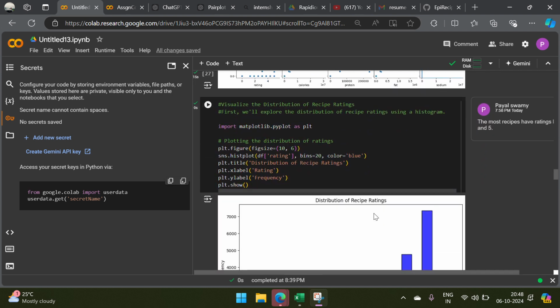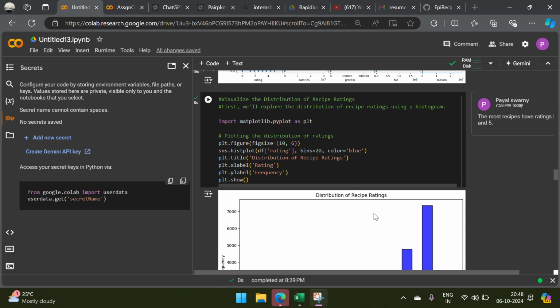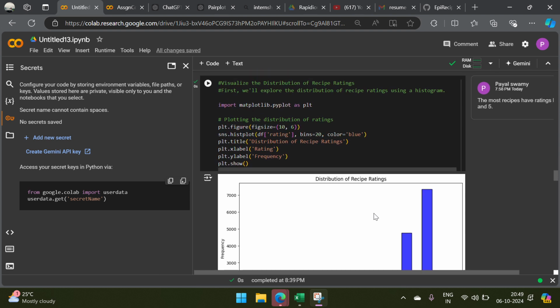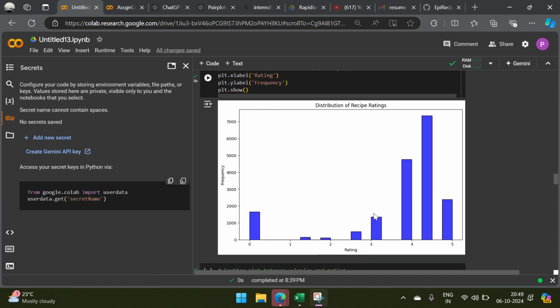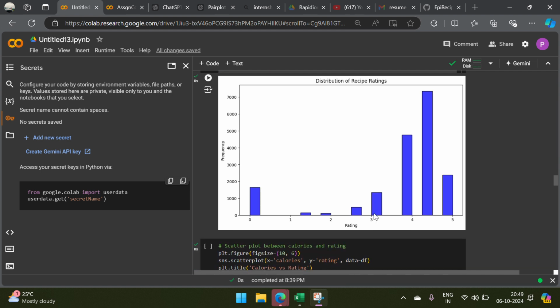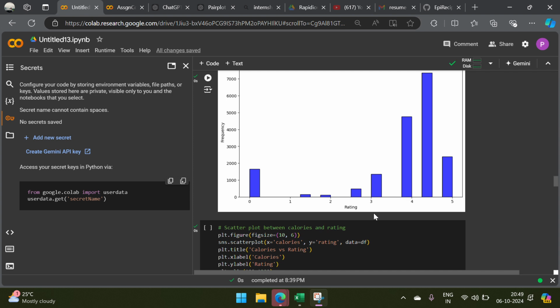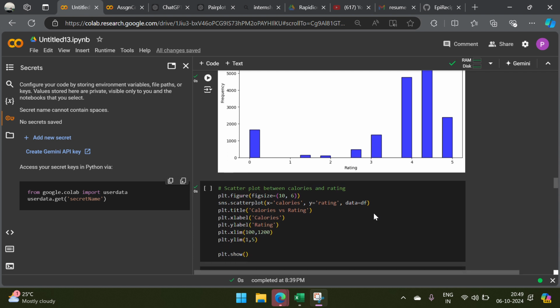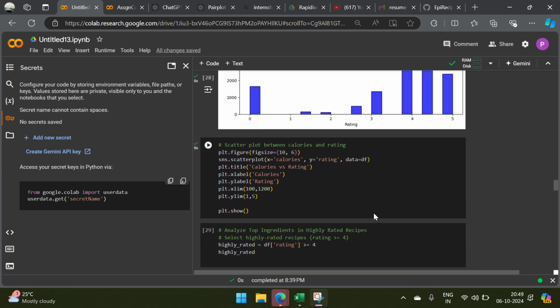To get to know better, I just understood how the ratings are being distributed using a histogram. From this particular graph, we can get the insight that mostly the ingredients have a rating between 4 and 4 point something, between 4 and 5, not 5 actually, starting from 4, not ending with 5. We can say 4 is the maximum rating we are getting.